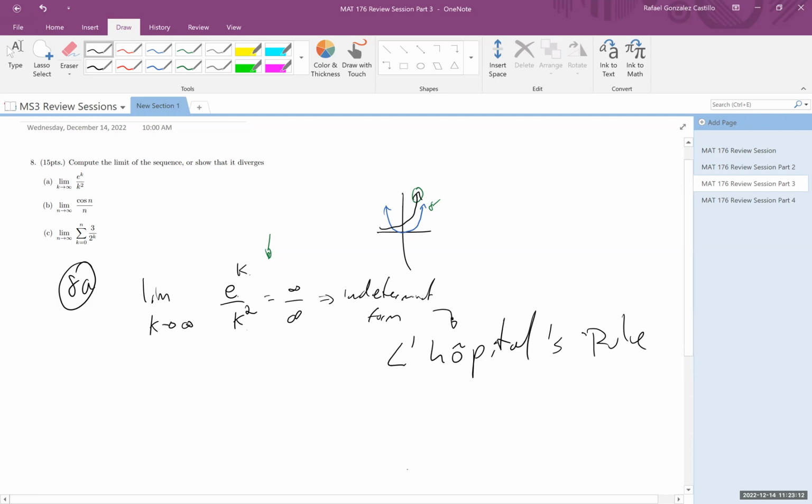To use L'Hopital's rule, we are allowed to take the derivative of the numerator irrespective of the denominator, instead of using the quotient rule. So the derivative of e to the x is just e to the x, in this case e to the k. The derivative of e to the k is e to the k, but in the denominator, the derivative of k squared is 2 times k. And we still evaluate the limit as k goes to infinity. So we apply here L'Hopital's rule.